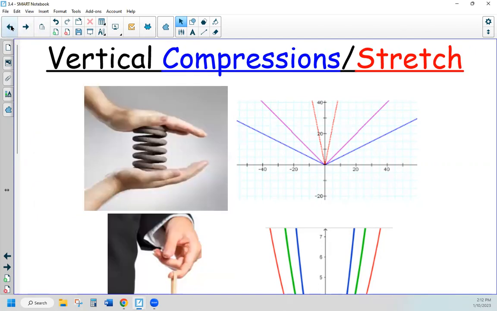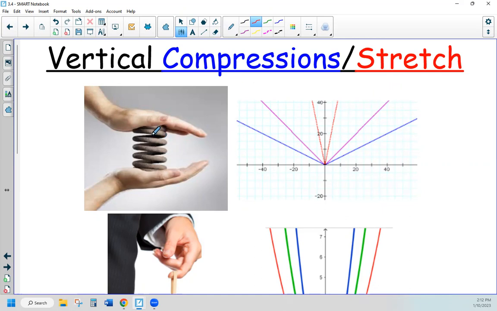Now, this part is easy, yet it has a little tiny twist to it. If you really don't pay attention, it's going to catch you and it's going to make it seem very difficult. All right, so listen closely. The first thing I want to say is when we're talking about vertical compressions and stretches, this is what I literally want you to imagine.